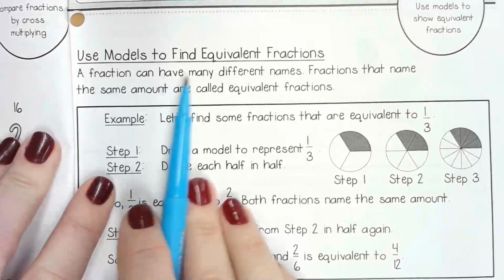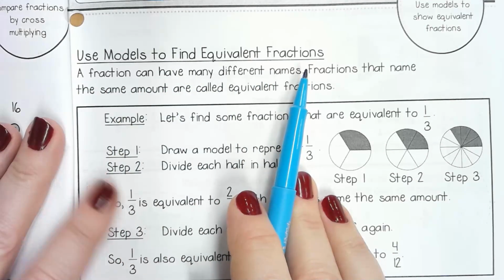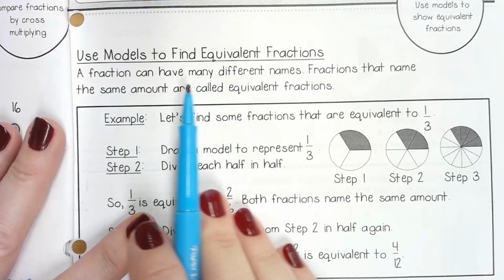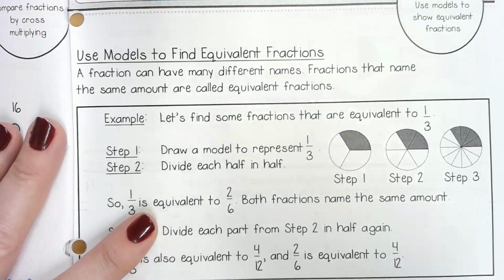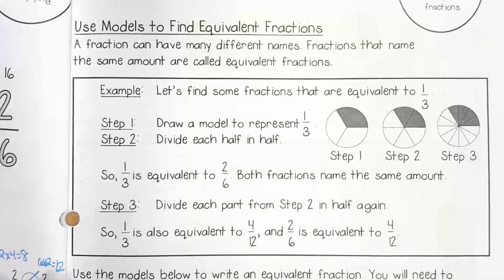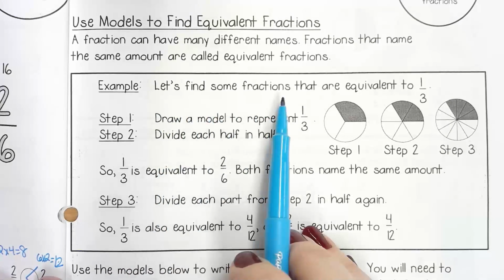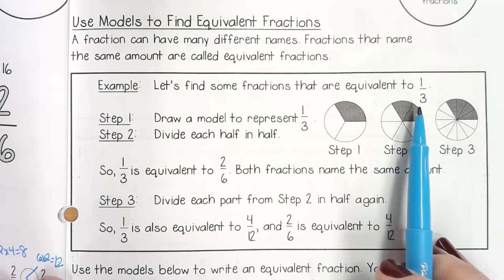So we can use models to find equivalent fractions. It says a fraction can have many different names. Fractions that name the same amount are called equivalent fractions. For example, let's find some fractions that are equivalent to 1/3.